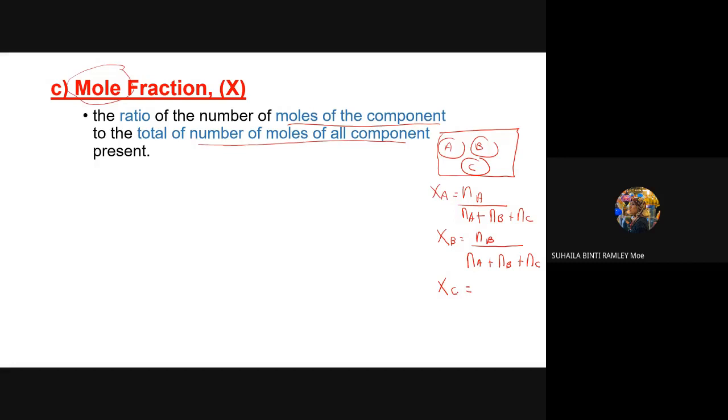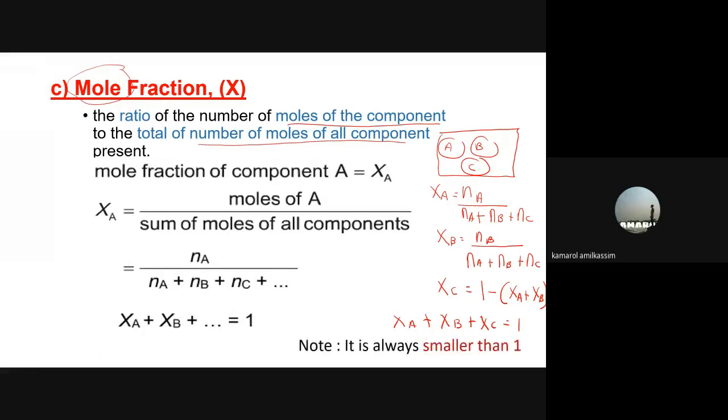To calculate the mole fraction of C, if you want to be adventurous, you use the same formula. But actually we have a shortcut. We can calculate the mole fraction of C using the formula 1 minus the mole fraction of A plus the mole fraction of B. Because the total mole fraction will be equal to 1. The total of the fractions equals 1. So you can calculate the mole fraction of C as 1 minus the summation of the two mole fractions.